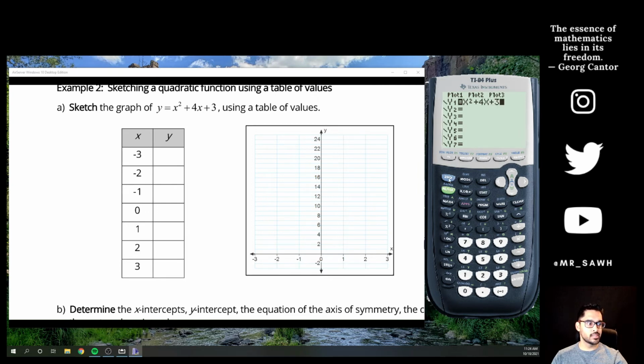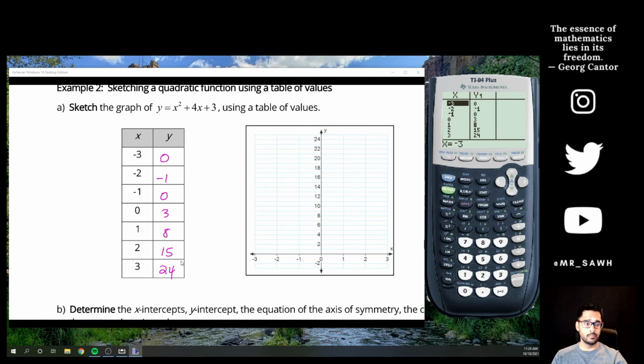And then we're going to press the second key and graph. And what it will do is literally give us a table of values that relates to the graph we've chosen. So we're just going to scroll up until I get -3 at the top, just like I have. And we're just going to fill in the y's. So I've got a 0, then -1, 0 again, 3, 8, 15, and 24. So I've got my table of values filled in.